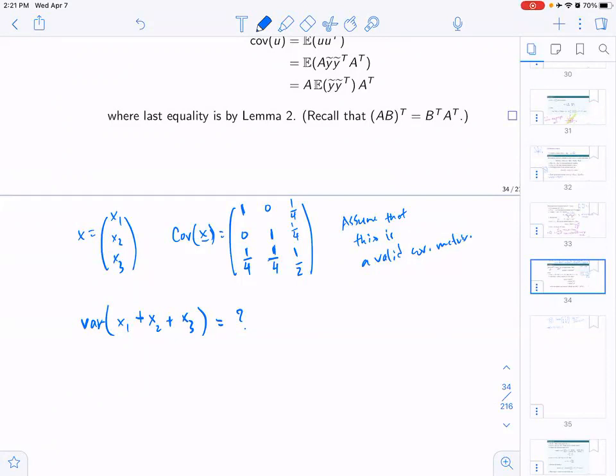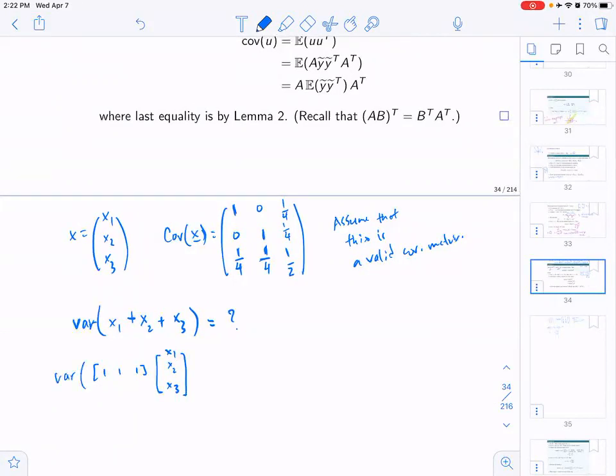How do we do this? Anyone? You could represent x1 plus x2 plus x3 as the matrix multiplication of the vector 1, 1, 1 times the vector x1, x2, x3, and then to find the variance, you would just do the vector 1, 1, 1 times the covariance matrix of X, and then times the vector 1, 1, 1 transpose. Okay, great.